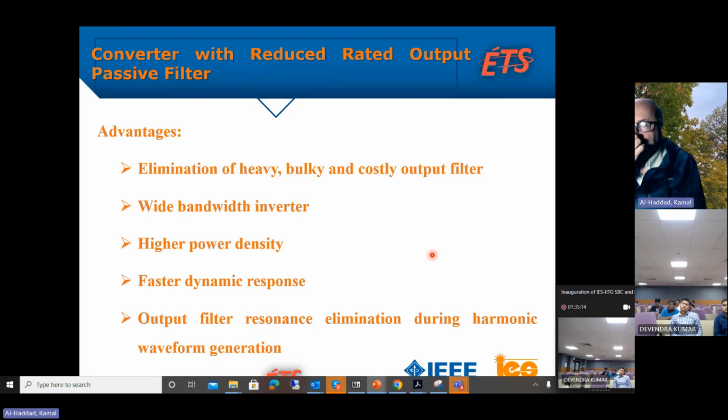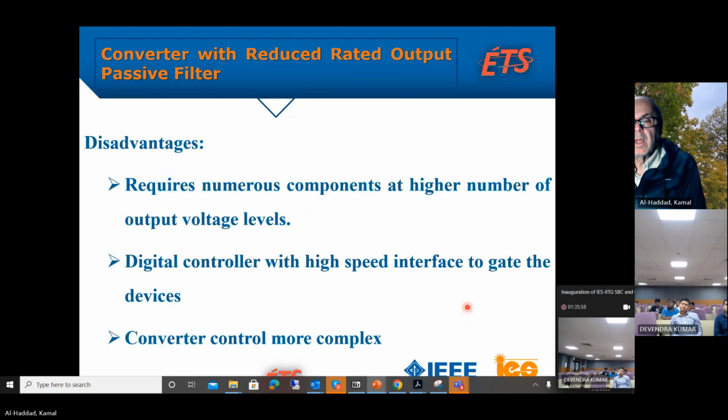So with a converter with a reduced rated output passive filter, the advantage is that we can eliminate the heavy, bulky, and costly output filter. We will have wide bandwidth of the inverter instead of an inverter with 1 kilohertz bandwidth. We can go up if we don't have the filter. If we have zero filtering, our bandwidth will be the switching frequency of the converter. So that's a big margin here. We will have high power density converters. We will have faster dynamic response, definitely, and output filter resonance will be eliminated because those filters will be reduced to a minimum.